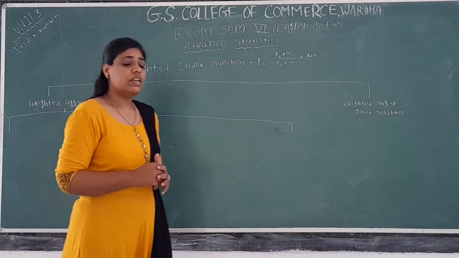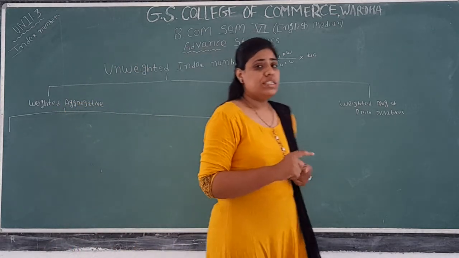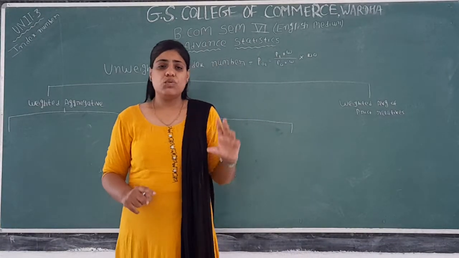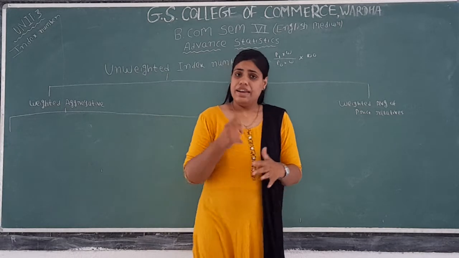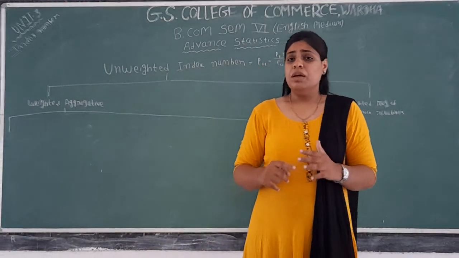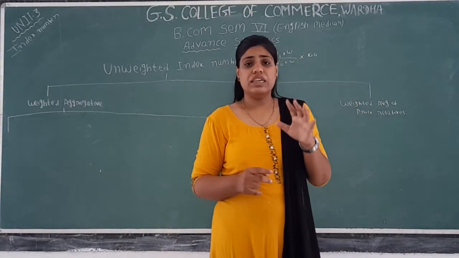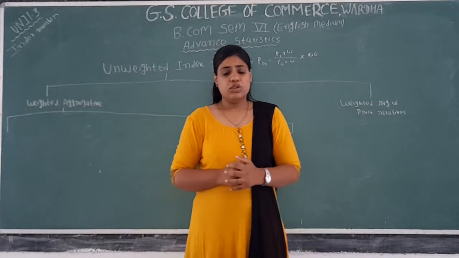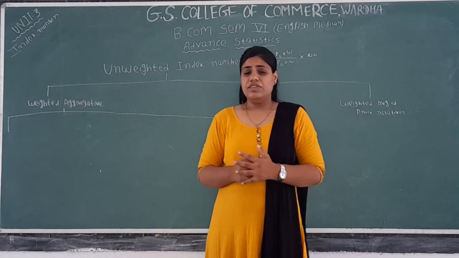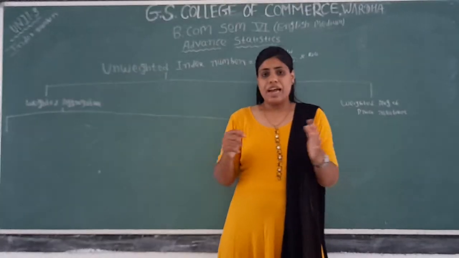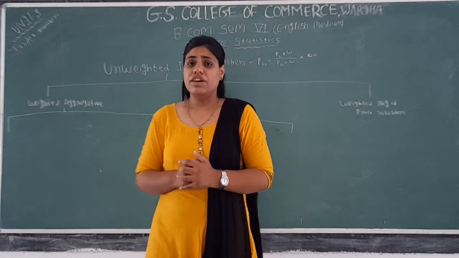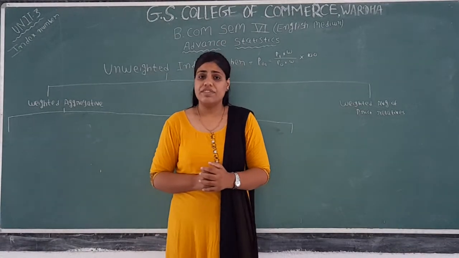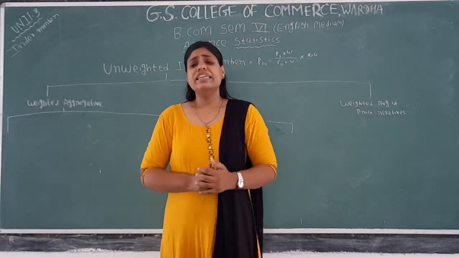It was basically of two types. First one is unweighted index number and second one is weighted index number. We have seen what is unweighted index number and we have solved the numerical problem by two methods under the unweighted index number. Our first method was simple aggregator method of solving index number and another one was simple average of price relatives. So this way we have covered the unweighted index number. In today's lecture we are going to start with the weighted index number.